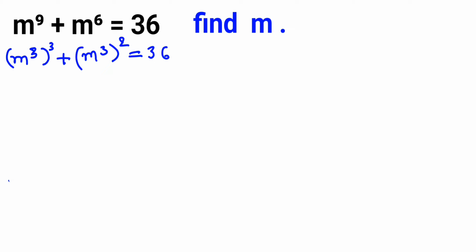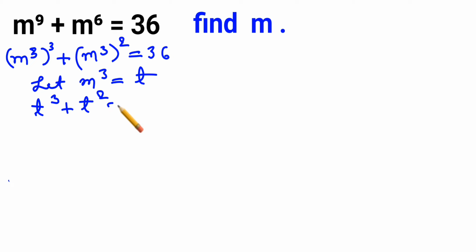We can see m to the power 3 is common, so let m to the power 3 be t. So in place of m to the power 3 we can write t. Our equation will be turned into t cube plus t square is equal to 36. Next step we write t cube plus t square minus 36 is equal to 0.